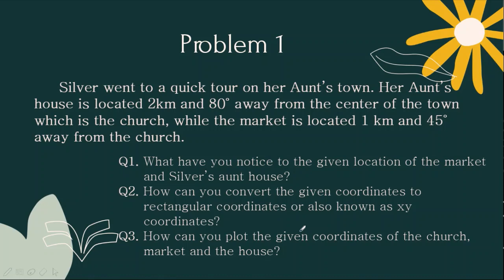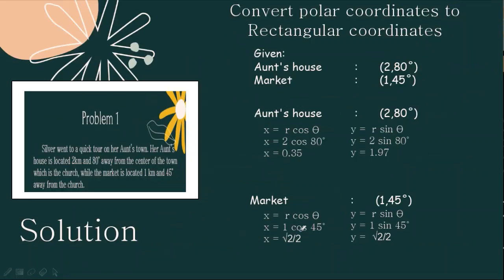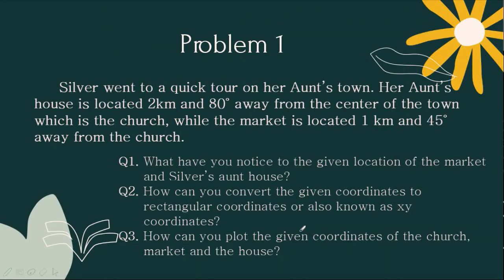Now, the question is, number one, what have you noticed about the given locations of the market and Silver's aunt's house? Number two, how can you convert the given coordinates to rectangular coordinates, also known as XY coordinates? And three, how can you plot the given coordinates of the church, market, and the house of Silver's aunt? Okay. So let's answer the first question.